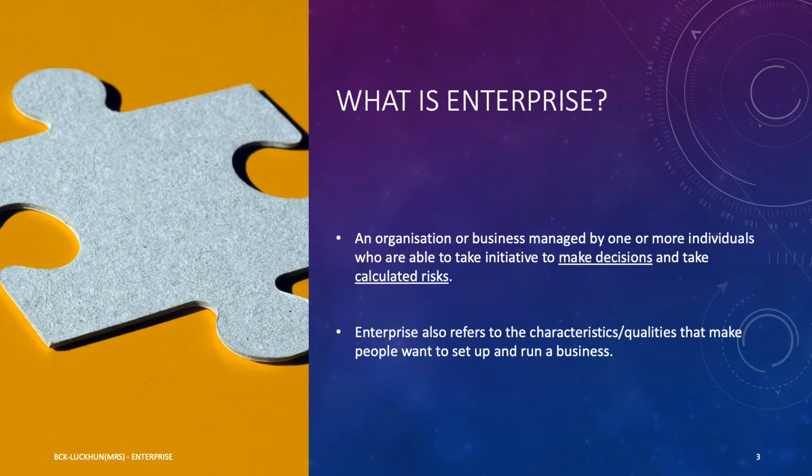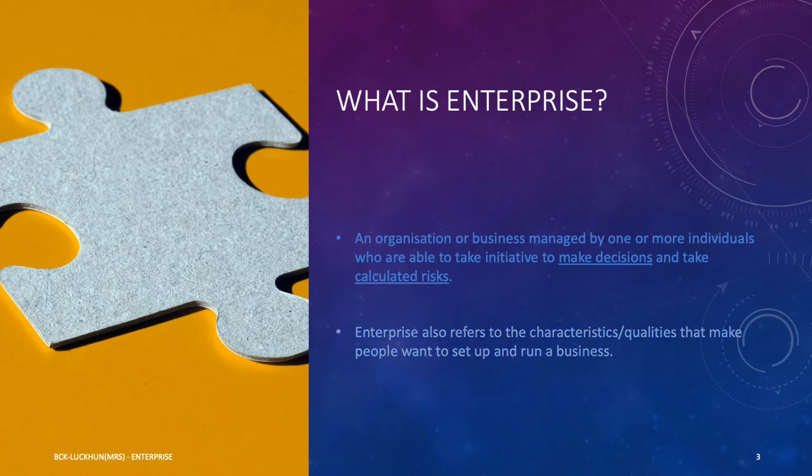What is enterprise? It is an organization or business managed by one or more individuals who are able to take initiative to make decisions and take calculated risk. Therefore, the two key features of enterprise are firstly to make decisions and secondly taking risk. Enterprise also refers to the characteristics and/or qualities that make people want to set up and run a business.